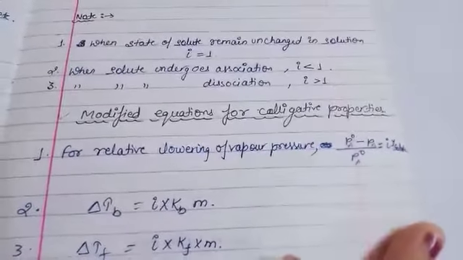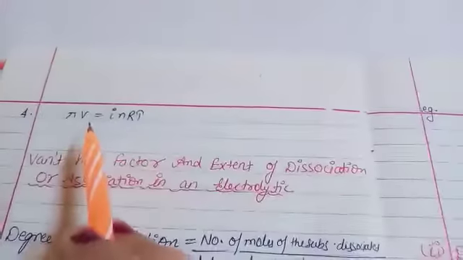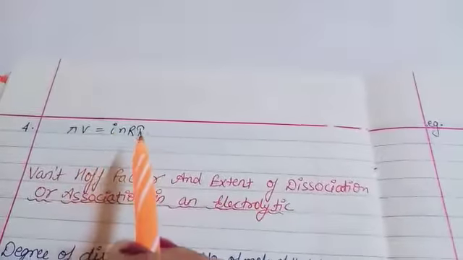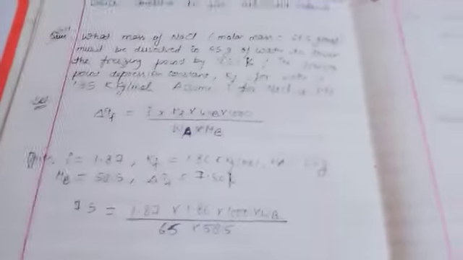And what about osmotic pressure? You know, if you remember, pi V is equal to i nRT. So these are some formulas. On this basis you have to do numericals. Now just see, one numerical I'll explain.